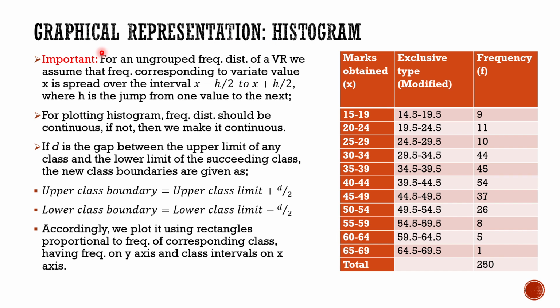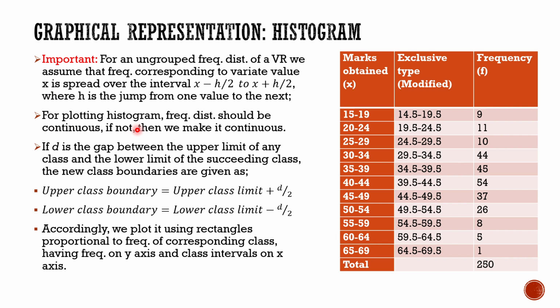First of all, it is very important to know that for an ungrouped frequency distribution of a variable, we assume that the frequency corresponding to variate value x is spread over the interval x minus h by 2 to x plus h by 2, where h is the jump from one value to the next. This is particularly important when we have ungrouped data. If we have ungrouped data, there would be a large number of values, and x will change very rapidly. That is why we assume this.